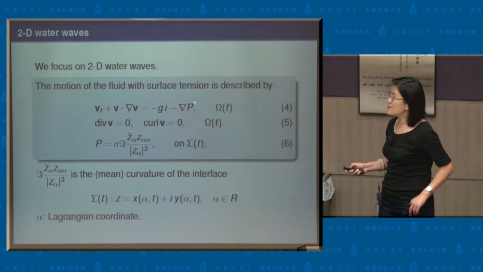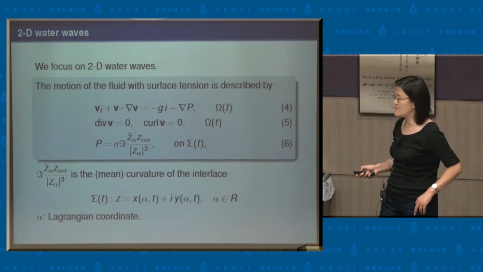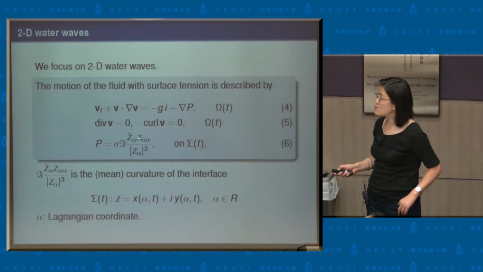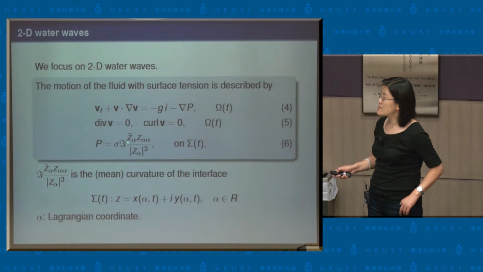But we know that if we want to talk about singularity, we cannot neglect surface tension, because surface tension has a smoothing effect. So we take back the surface tension. This is the same Euler equation, incompressible and irrotational, but now there's a surface tension. Sigma is the surface tension parameter, a constant. I denotes the imaginary part. I just write the mean curvature of the interface in this form.